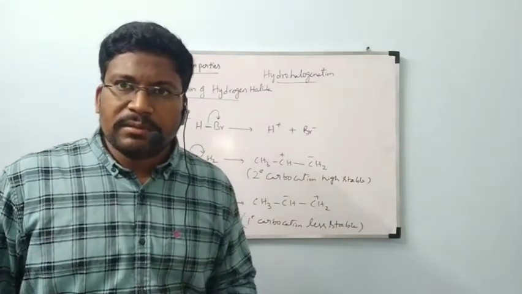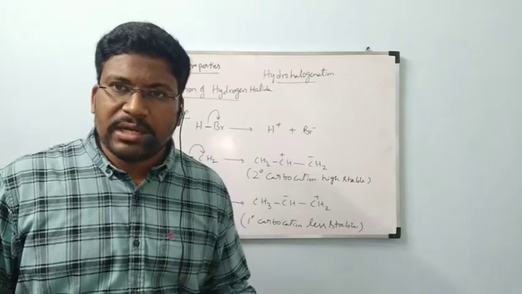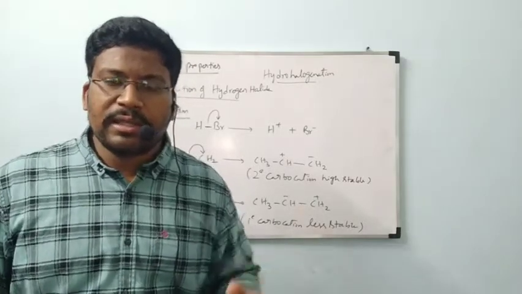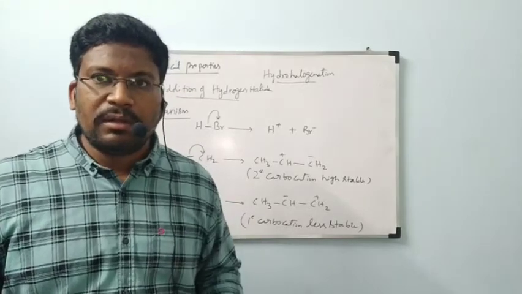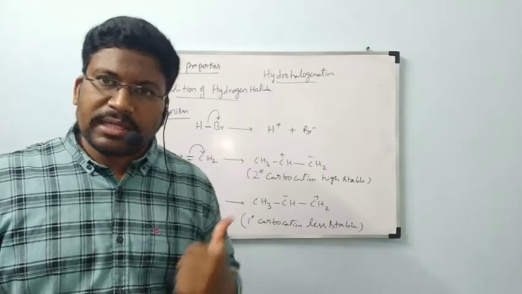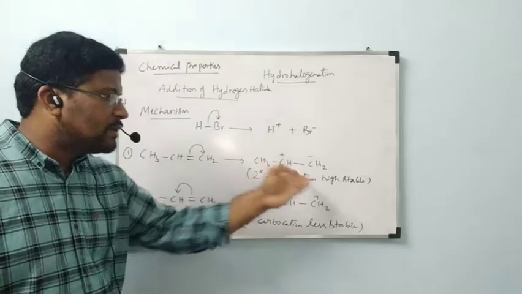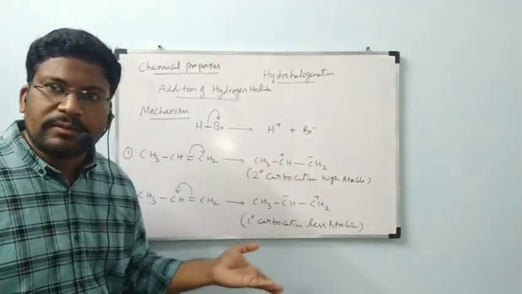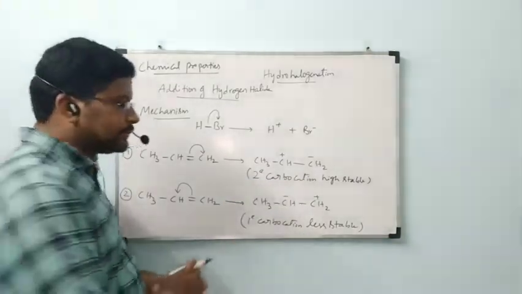Generally we want to be stable, correct or not? That means we want to be converted to the high stable form. Like that here also, this unsymmetrical alkene wants to be converted to the high stable carbocation. Then this is major, this is minor.